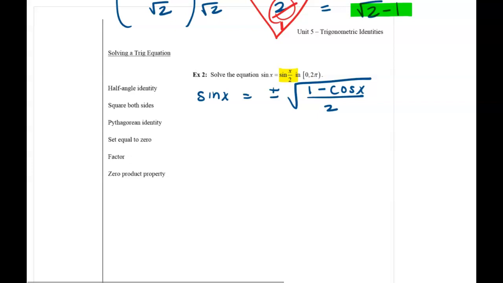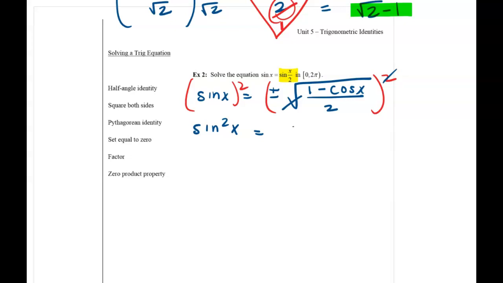How we're going to solve this is we're going to get rid of the square root by squaring both sides. So on the left side, we end up with sine squared x is equal to. Now the minus is going to cancel when you square it, and then the square root and the square will cancel. So on the right hand side, I simply have 1 minus cosine x over 2. I want to get rid of the 2 in the bottom, so I'm going to multiply both sides of the equation by 2. So now this is what I have.